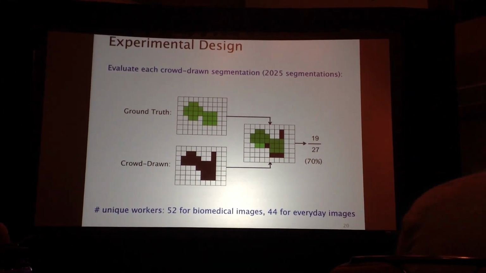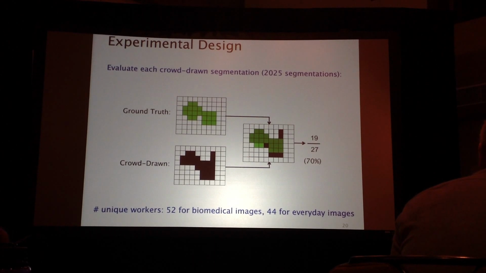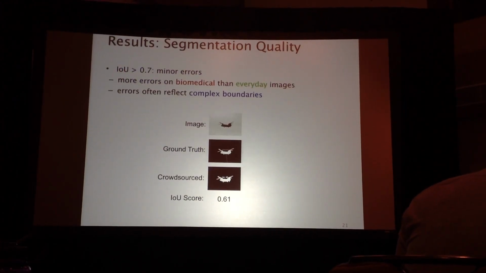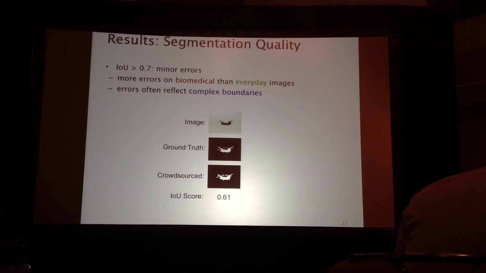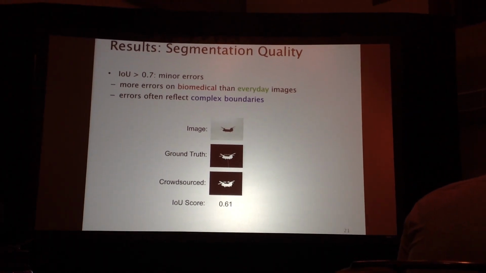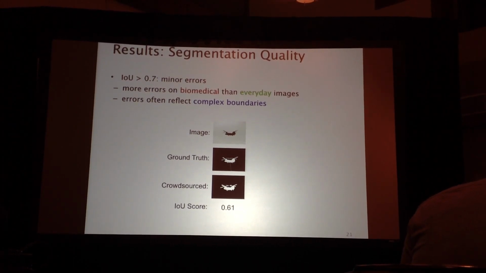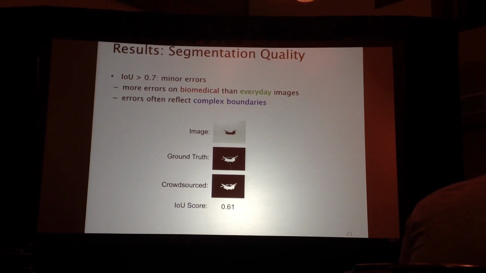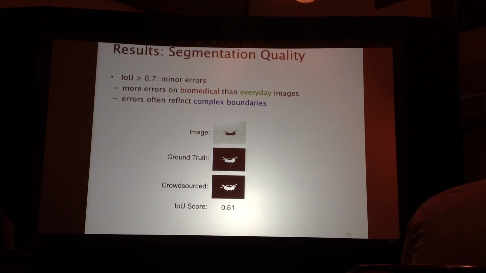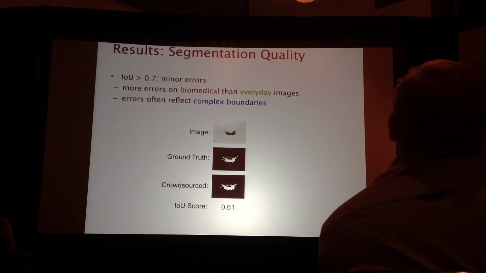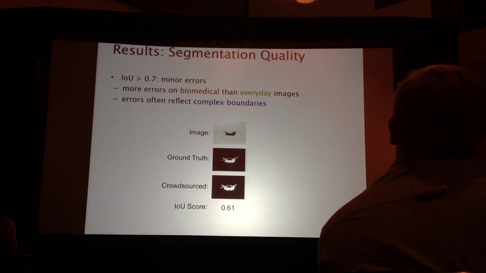And our results come from 52 unique workers for the biomedical images and 44 unique workers for everyday images. What we found in the study is that there are more errors on biomedical images than everyday images when the IOU score is above 0.7. So when you have 70% pixel overlap, we do find that typically the crowd does better.